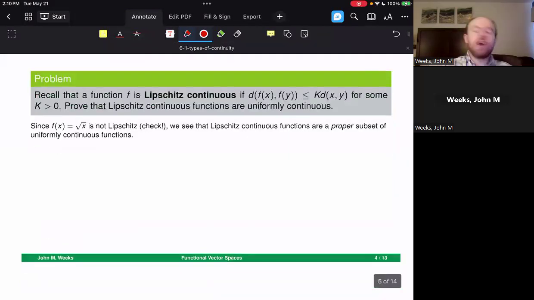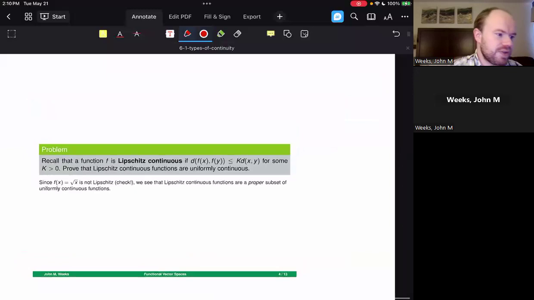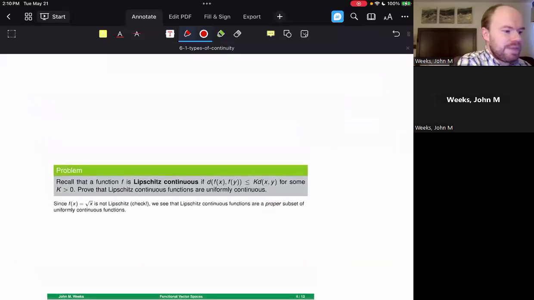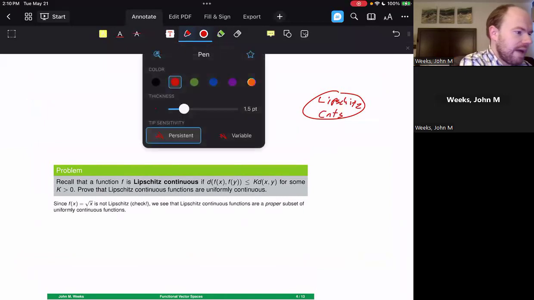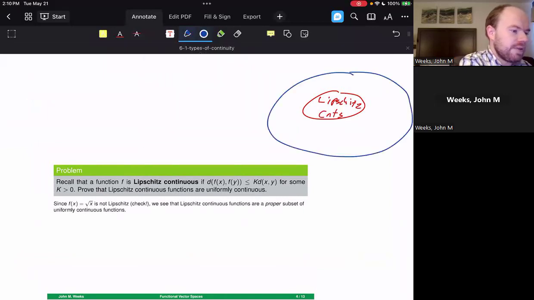Let's go through and show a class of functions as uniformly continuous. Let's look at the Lipschitz continuous functions again. It turns out that f of x equals square root of x is not Lipschitz, and I will be asking you to go through and check that yourself. This tells us that the Lipschitz continuous functions actually live inside of the uniformly continuous functions. Basically we have concentric circles of all of these different types of functions. Lipschitz continuous works inside of here. Then we would have uniformly continuous functions up here.